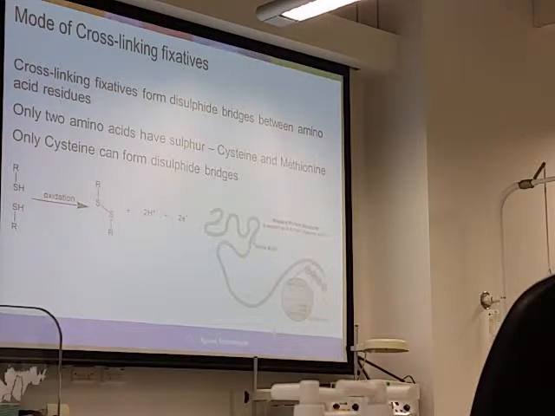So I mentioned earlier that not all proteins are affected by the fixation process, and the reason for that is that these cross-linking fixatives form disulfide bridges. Right? There are actually only 2 amino acids that contain sulfur, cysteine and methionine, and it's only cysteine that can form these disulfide bridges. So if you have a protein that has a higher proportion of cysteine, then it's going to form more cross-links than one that has a lower proportion.